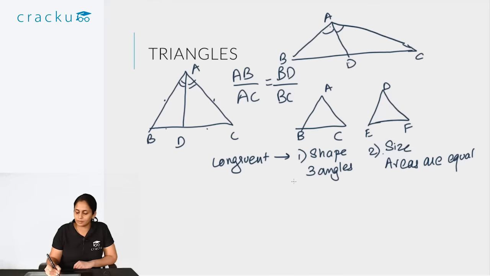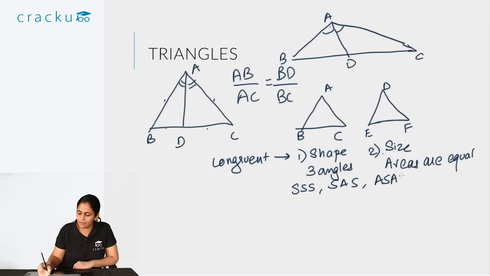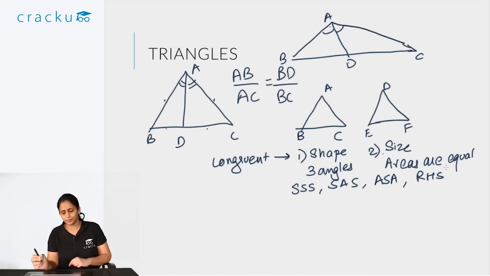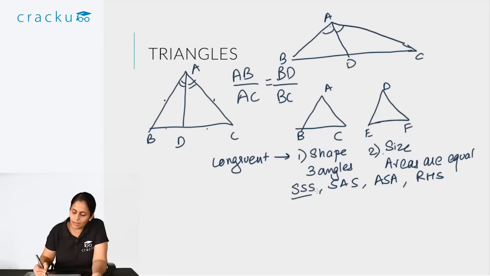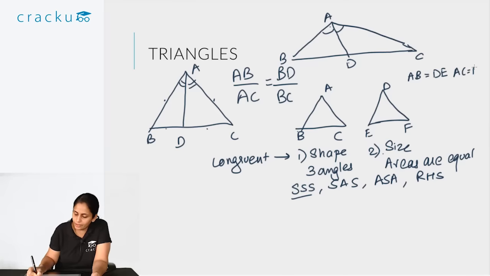There are three basic properties and one property which is associated with right angle triangles. The three basic properties are SSS, SAS and ASA. And for right angle triangles, there's an additional property called RHS. So what do these properties basically say? The SSS test of congruency is that if two triangles are such that the corresponding sides are equal, that is if AB is equal to DE, AC is equal to DF and BC is equal to EF, then by the SSS property of congruency we can say that ABC is congruent to triangle DEF.